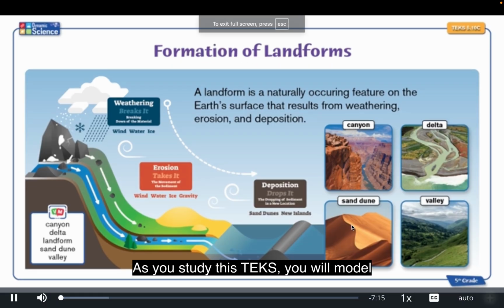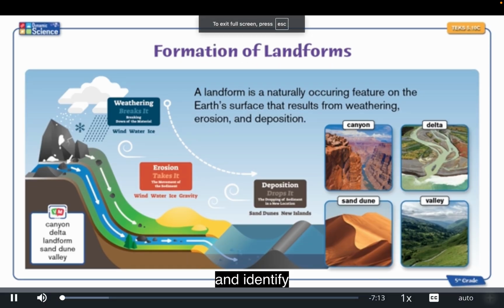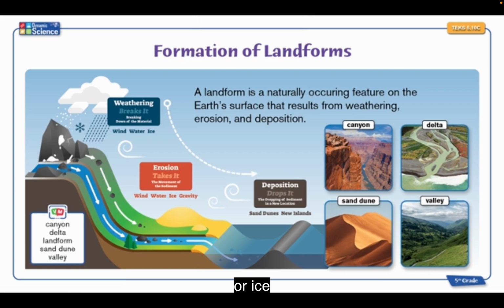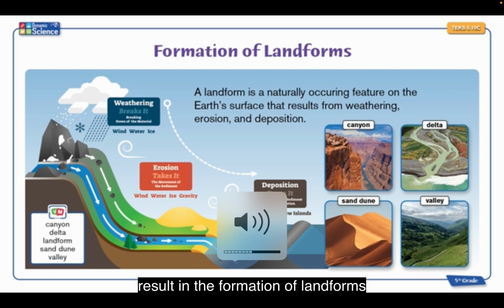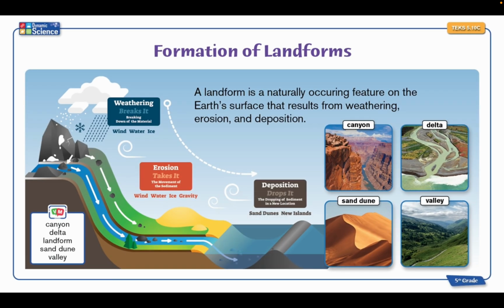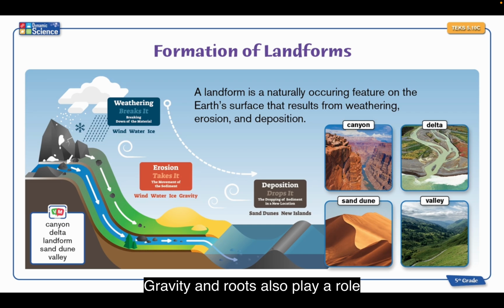As you study the TEKS, you will model and identify how changes to the Earth's surface by water, wind, or ice result in the formation of landforms, including deltas, canyons, and sand dunes. Gravity and roots also play a role in the formation of landforms. Landforms are natural features on the Earth's surface. They include a canyon, a cave, a delta, a sand dune, a rock formation, and a valley.